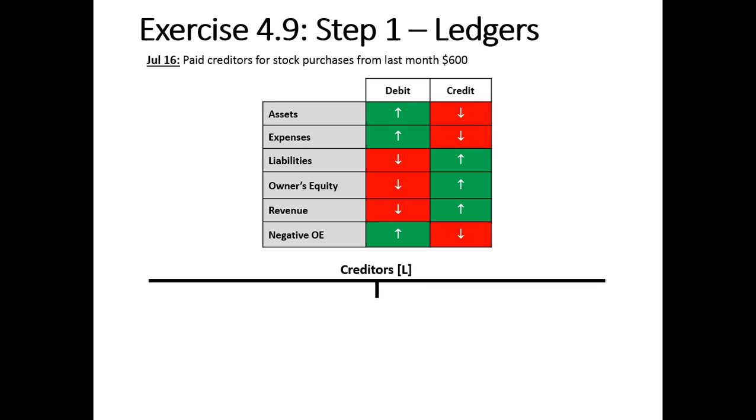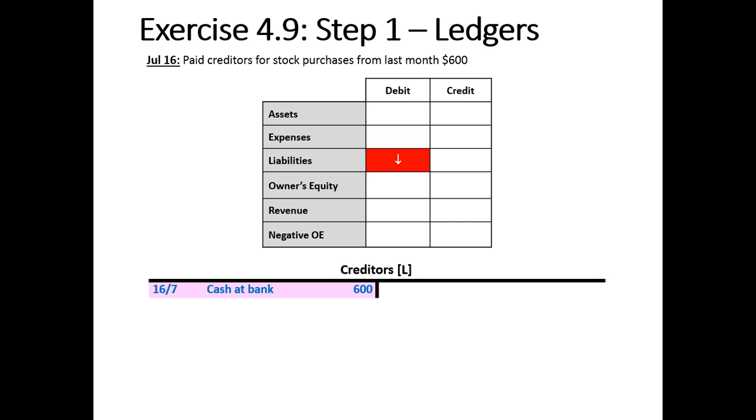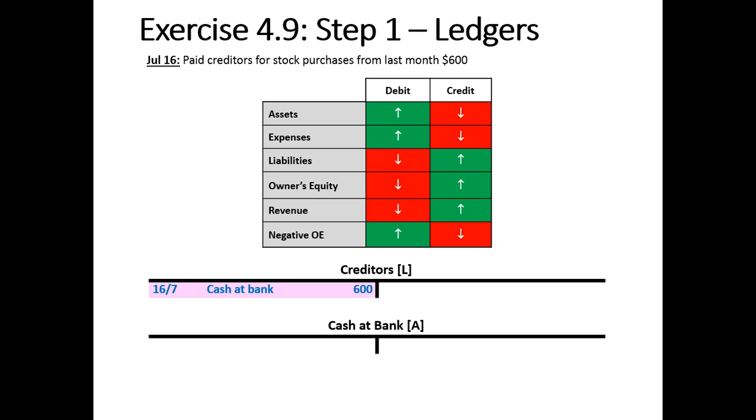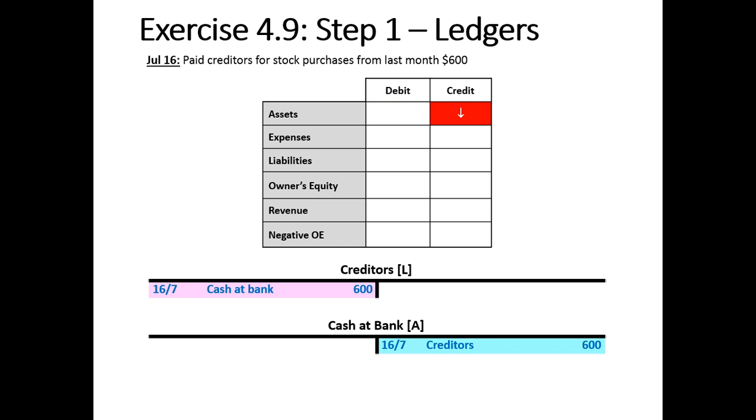Paid creditors for stock purchases from last month. So remember, when we pay back a creditor, it doesn't have GST. The GST is factored in when we buy, but not when we pay. So in this case, we're going to reduce our creditors because we're going to owe them less money. So that'll be a debit, and that'll also decrease our cash at bank asset.